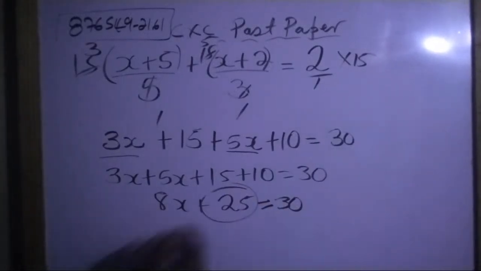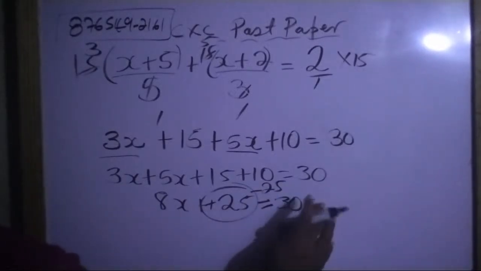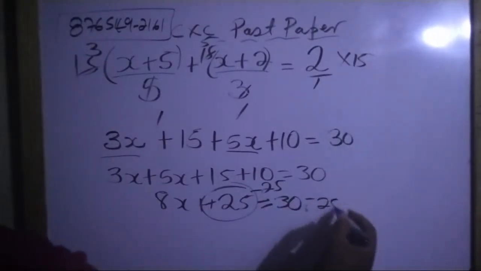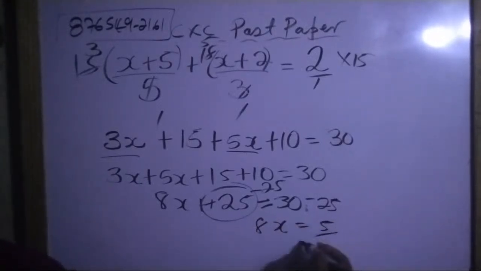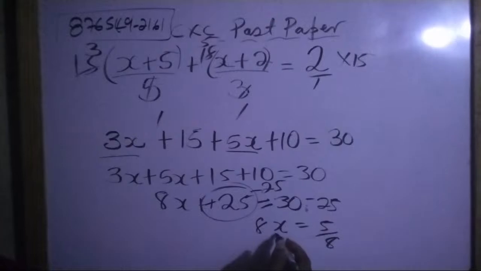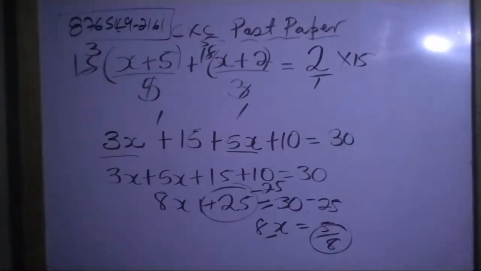So we take the inverse, which is minus 25. So this now, minus 25 from both sides. So 8x equal to 5 over 8, because we're going to divide by 8. So yeah, guys, it's positive 5 over 8. That would be the correct response. Good job, good job. Well done.